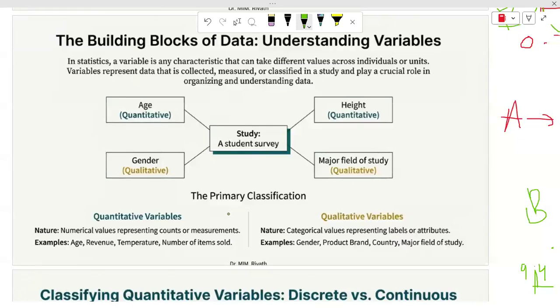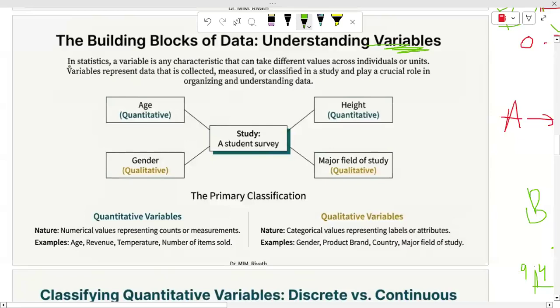It takes different values at different times, or across different cases. So that is a variable. Your age is a variable, your name is a variable, your height is a variable, your religion is a variable, your district, your phone model is a variable. So, building blocks of data: understanding the variables. What does it mean?